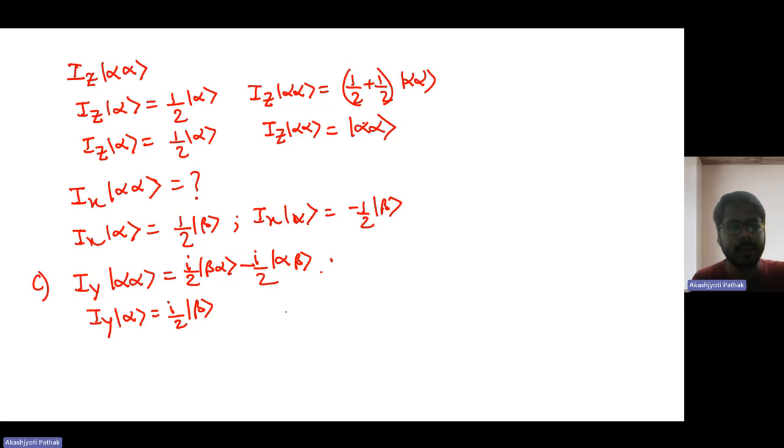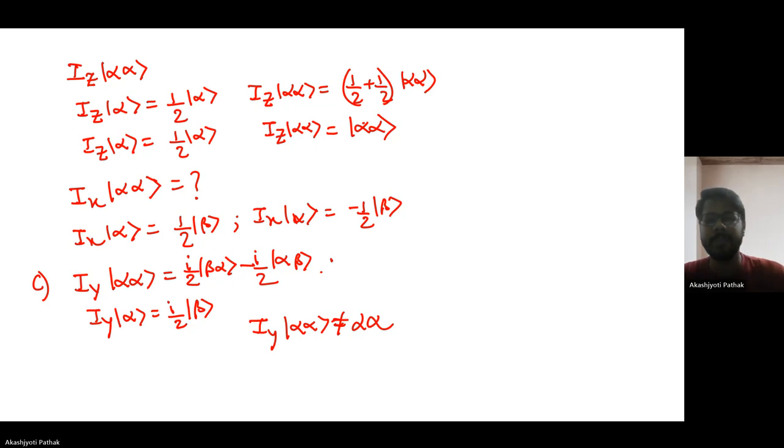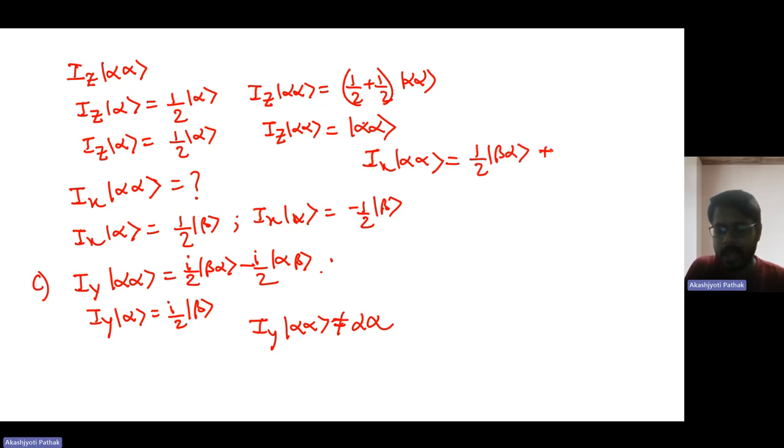This one is incorrect as we do not get alpha alpha. And when IX acts on this alpha alpha state, we get half beta alpha plus half alpha beta. So option number B is also incorrect. So the only option that is correct is option number A.